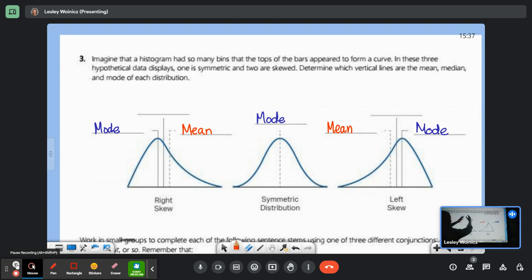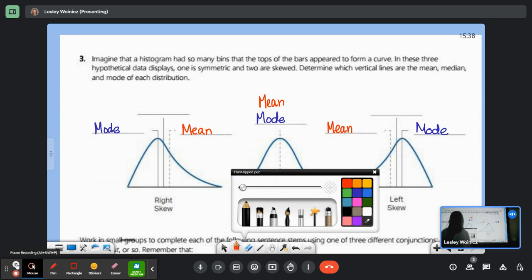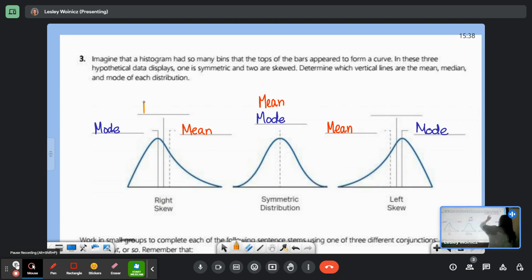In a symmetric distribution, the mean is also hanging out with the mode in the middle, which means that the median may or may not be affected by a tail. So it's this one that's in between the mean and the mode. This is the median. And on the symmetric display, it is in the middle.